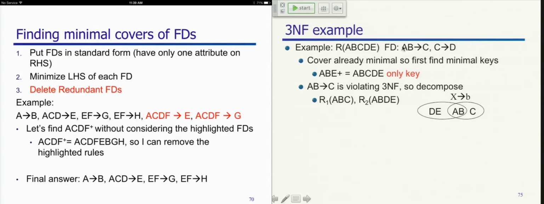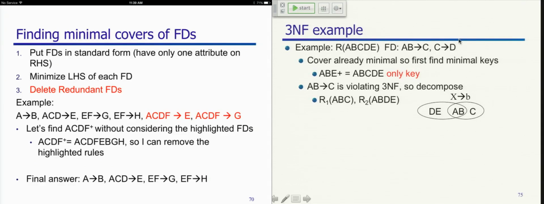Okay, so now I know what the key is. Now I'm going to look at this functional dependency. AB determines C. First question, is AB a super key? The closure of AB is just ABCD. It doesn't have E in it. So it's not in BCNF and it's not a super key. The next question is, is it at least the case that C is part of my key? The attribute C is not part of a key, therefore this is not 3NF. It's violating 3NF, so I need to decompose.